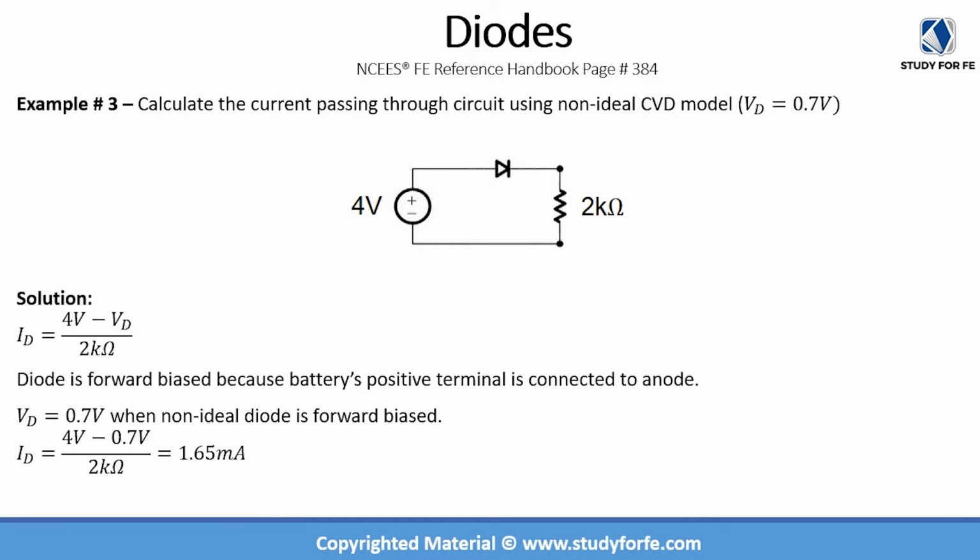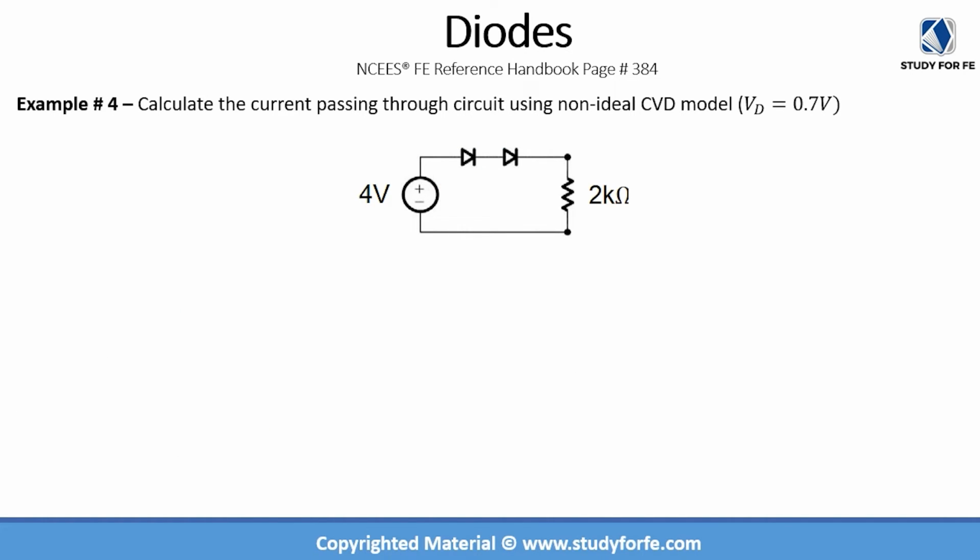The only difference is that we first have to verify the mode of operation of this diode. It is very clear that the positive terminal is being applied at the p-type region, so this means that the diode is in forward bias, and instead of using 0 volts over here, we will actually use 0.7 volts. Now the current through the diode with the CVD model is equal to 1.65 milliamps.